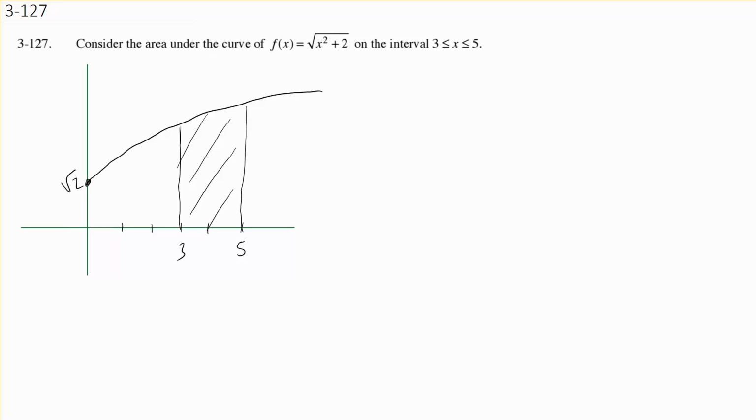In the directions we want to consider four left-hand rectangles. So we want to make sure we can draw those correctly. The left always starts on the left side of what we're considering. So we're going to start at 3. And if I want 4 rectangles, I've got a distance of 2, and I want 4 rectangles, so my delta x is going to be 1/2. So this is one of my rectangles. Another one. 3 and 4. So there's my 4 rectangles.